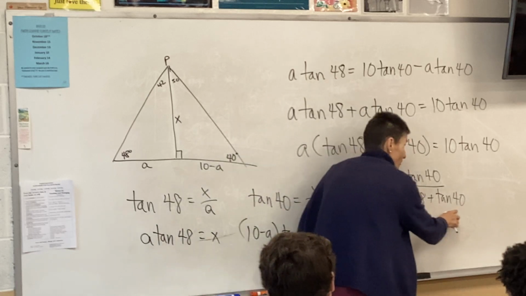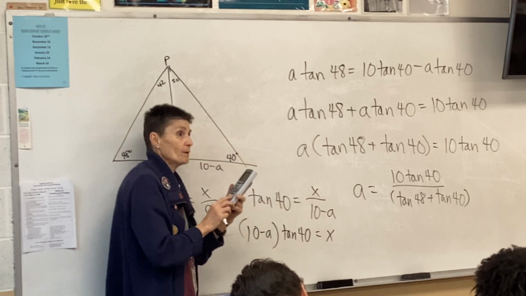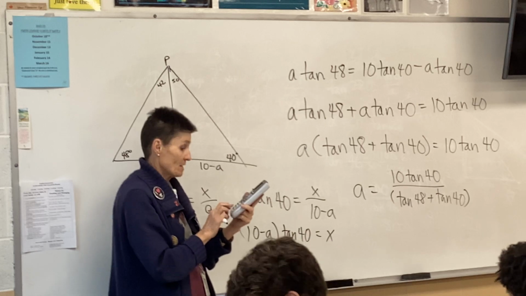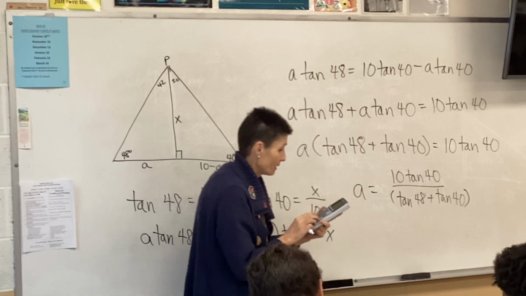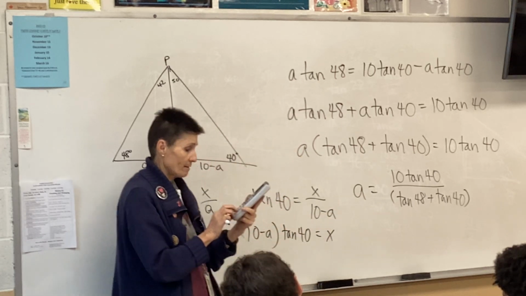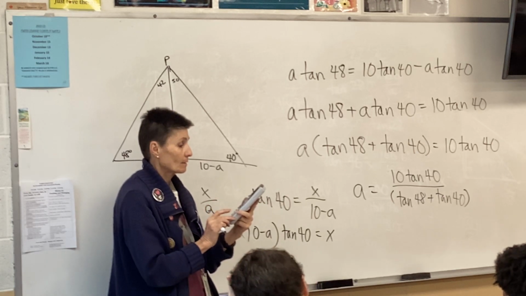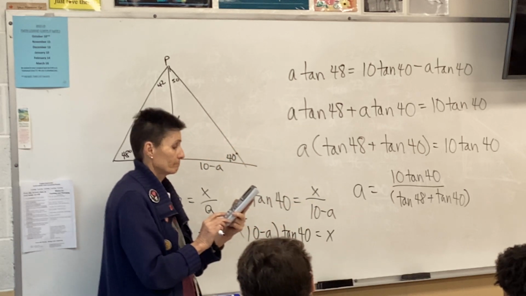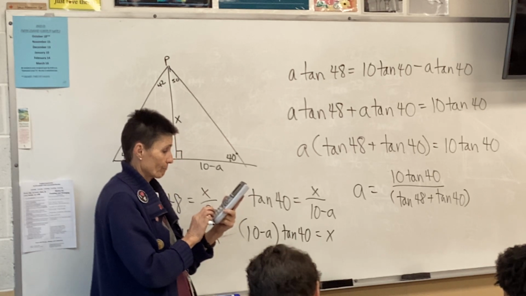See this denominator? Gotta put it in parentheses. The calculator does the order of operations, so it's gonna divide before it adds. You need to add and then divide. So 10 tan 40 divided by parentheses tan 48 plus tan 40. What'd you get? 7.336.